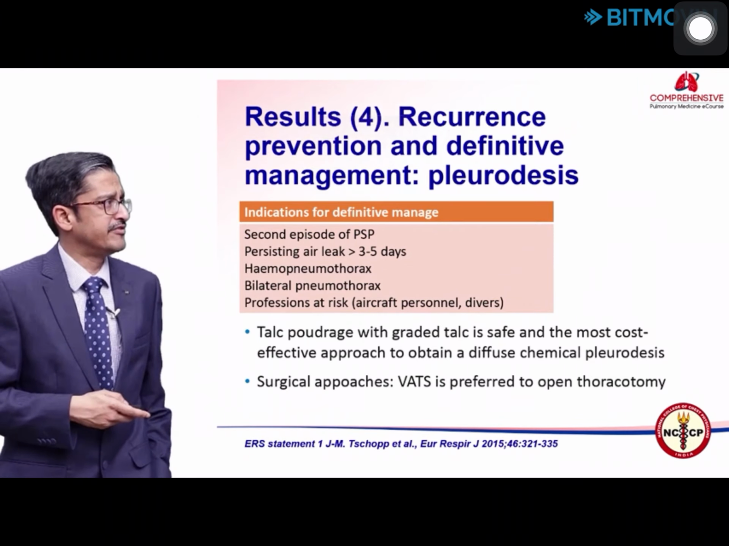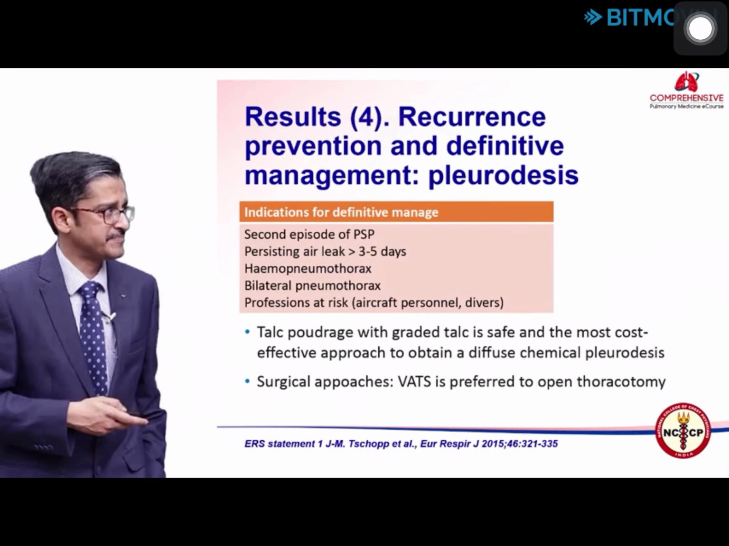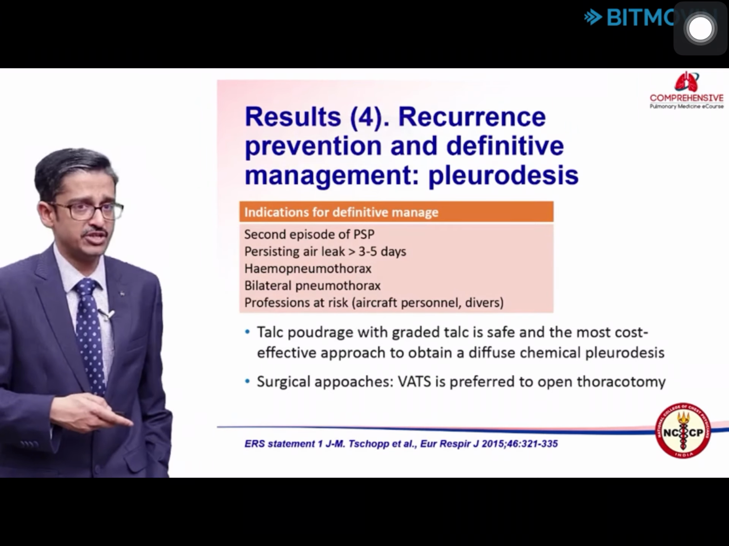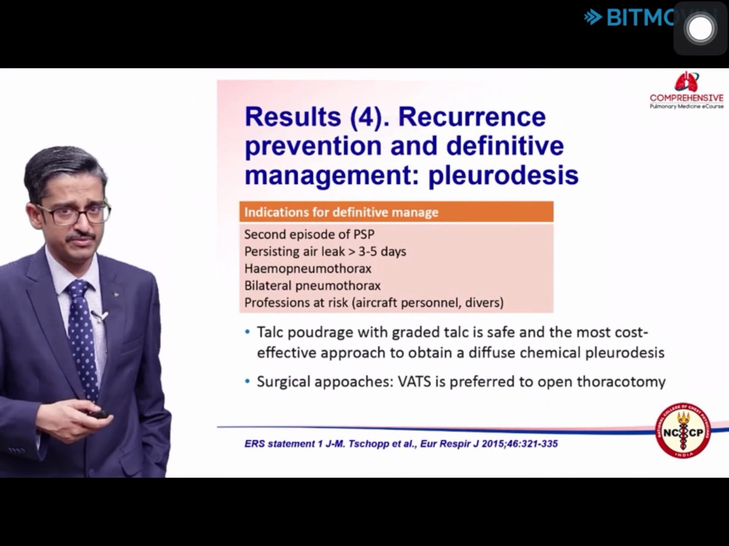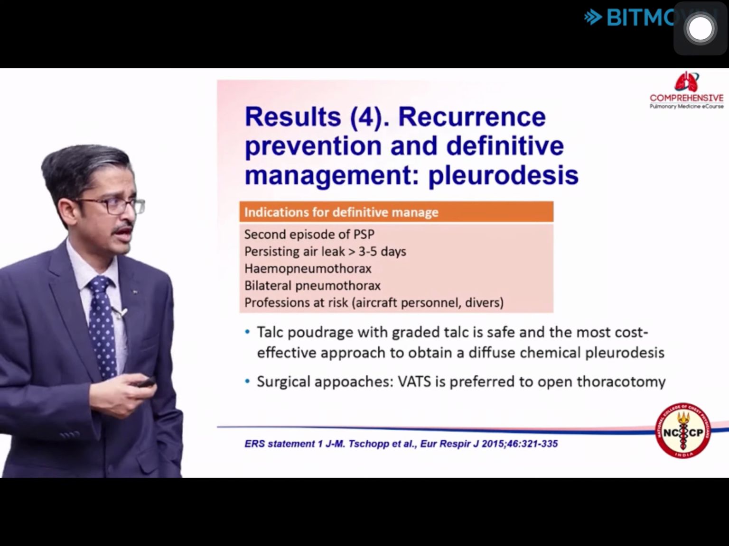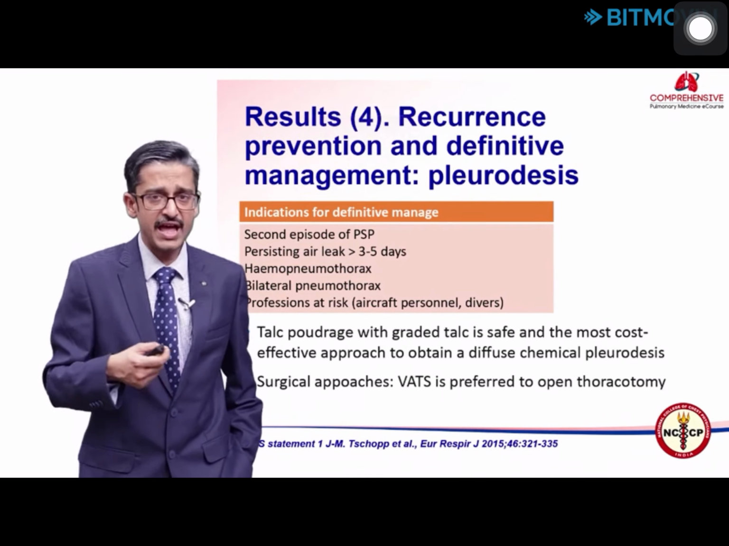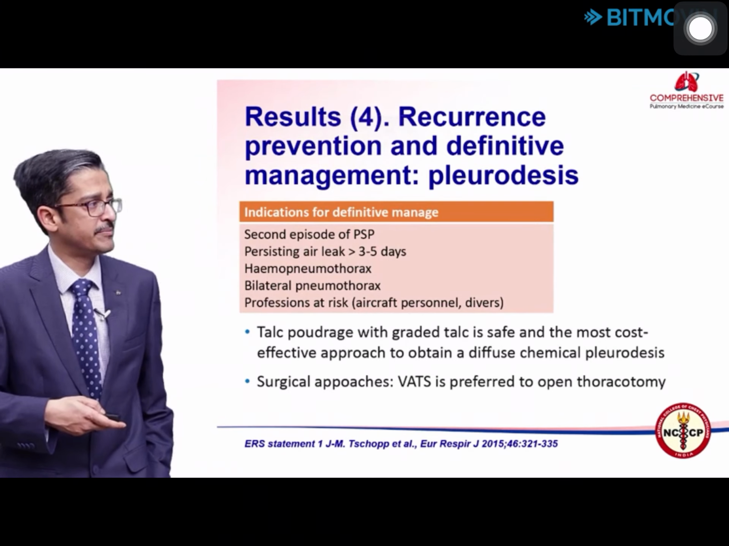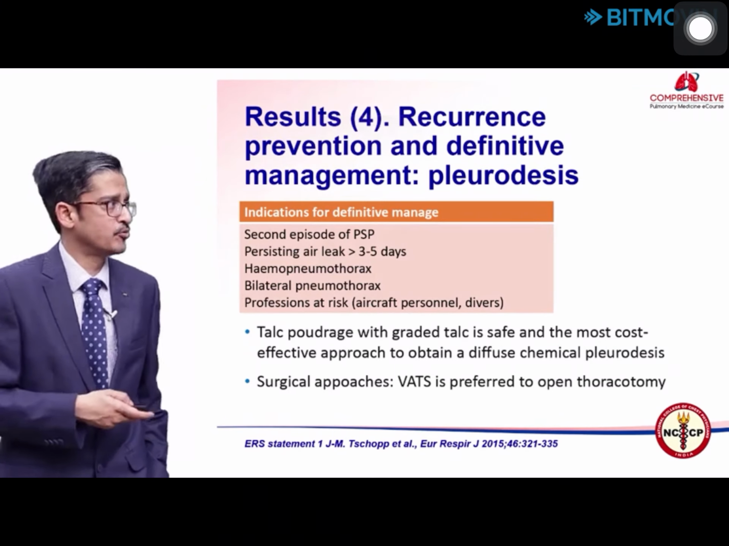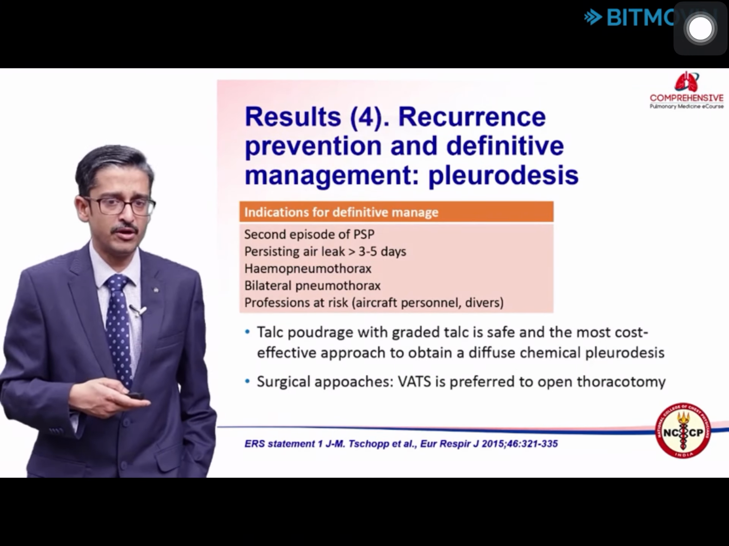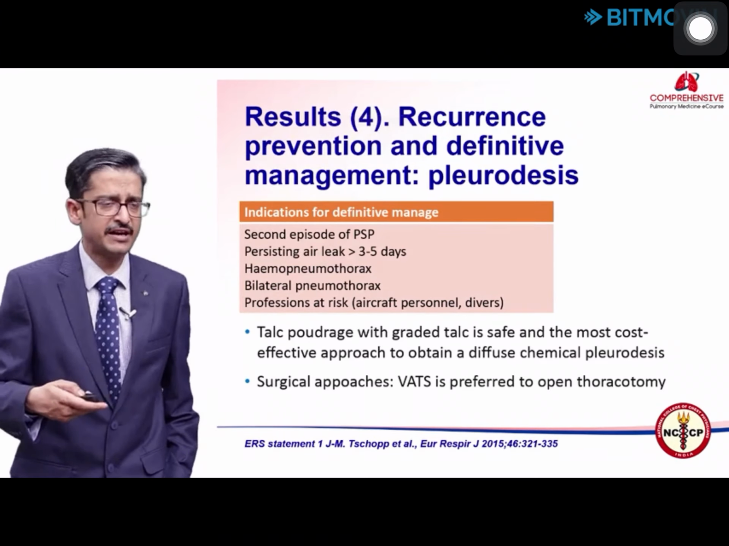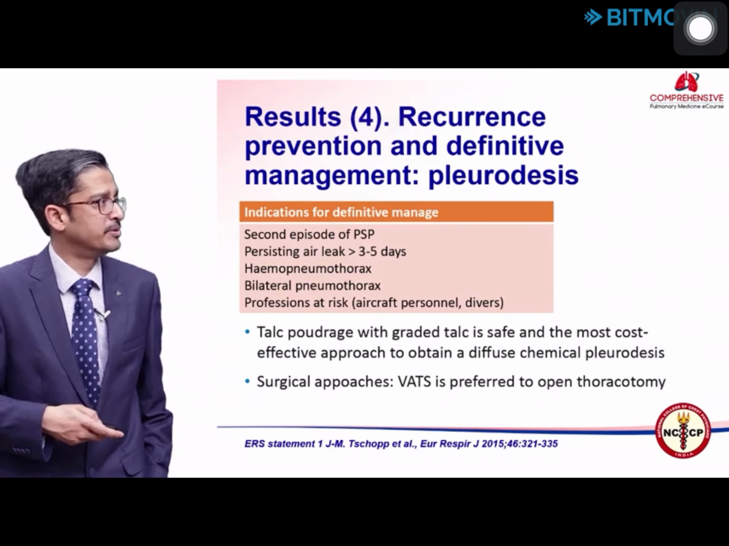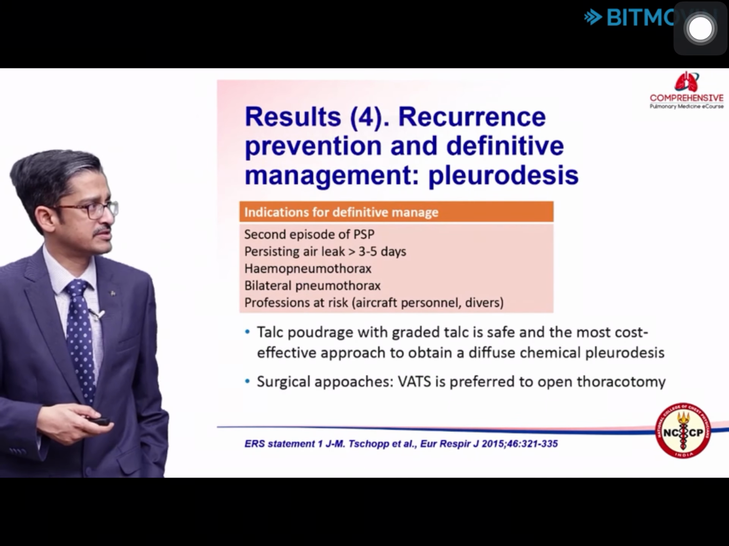Recurrence prevention and definitive management is pleurodesis, and these are the indications that we talked about for pleurodesing patients early on in the treatment. Talc poudrage with graded talc is safe and is the most cost-effective approach, and I have shown you some evidence about this. Surgical approaches early, especially in the groups we talked about. Remember the young ladies and the old guys, VATS is preferred to open thoracotomy in these patients.